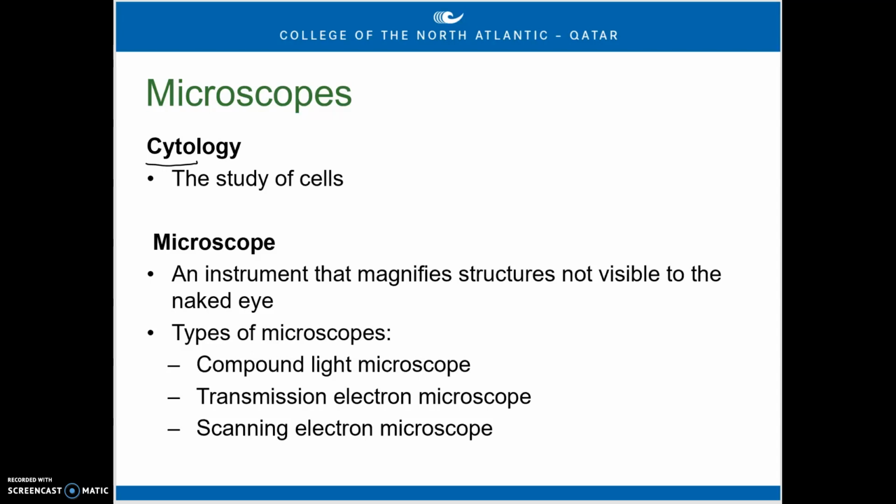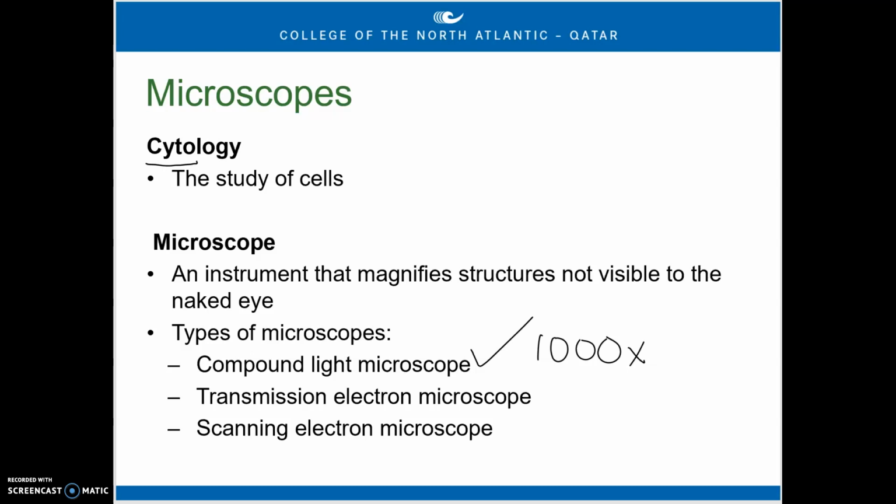The type of microscopes we use in the lab are going to be these compound light microscopes, and that's going to give us at the maximum 1,000 times magnification. Okay, and X is the symbol for magnification.